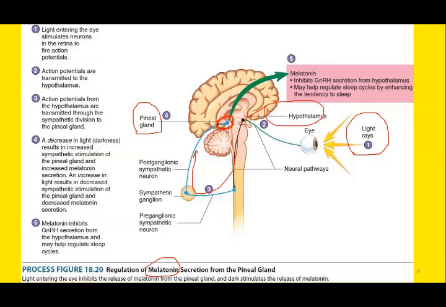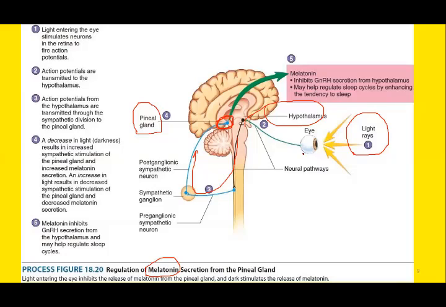Whenever there is a decrease in light or whenever there is darkness, this results in increased sympathetic stimulation. The greater the sympathetic stimulation of the pineal gland, the greater will be the release of melatonin, and vice versa. For example, whenever there is an increase in light or excessive light rays, this will result in decreased sympathetic stimulation to the pineal gland, and obviously the melatonin secretion will be compromised as well.